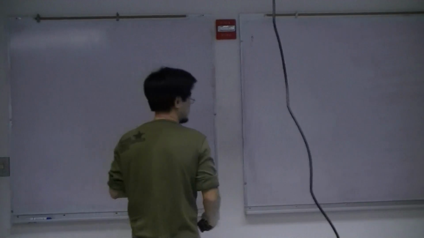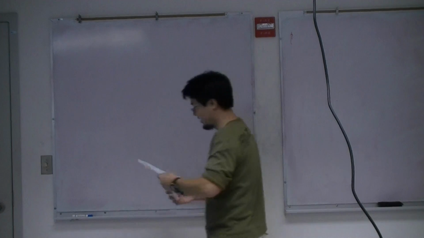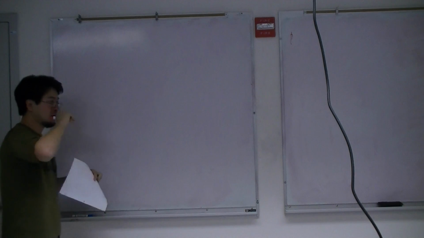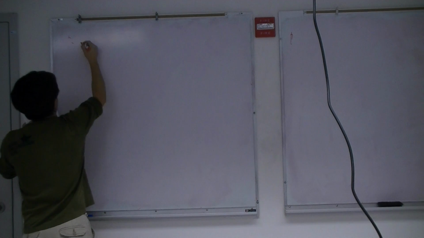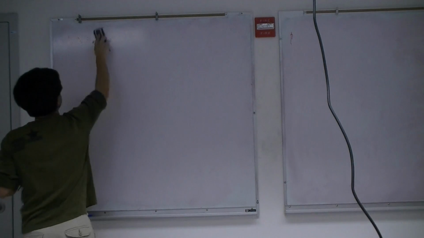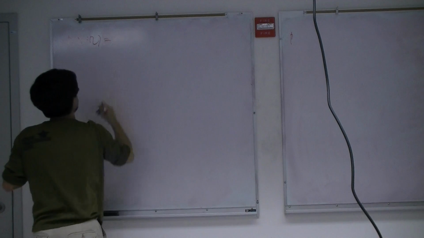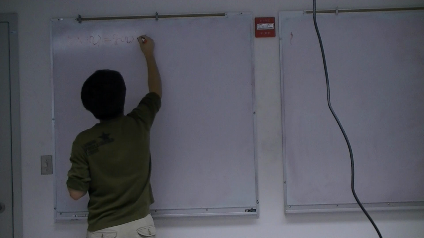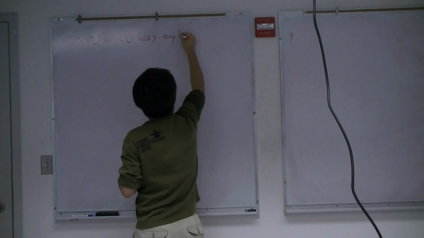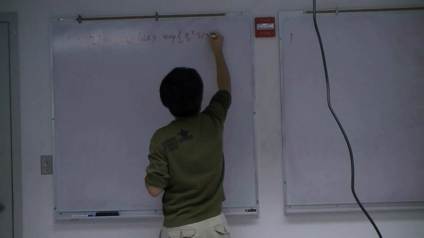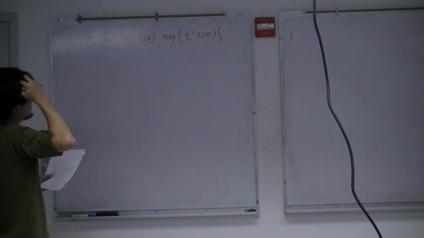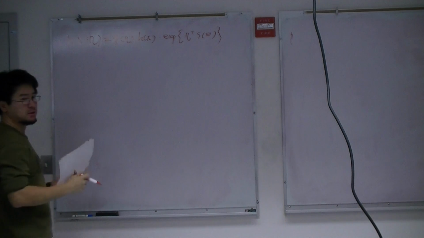Let's go back to the main topic. Last time we talked about the exponential family, which is in the form of p(x | beta) equal to... It turns out for maximum likelihood, the exponential family has some nice properties.